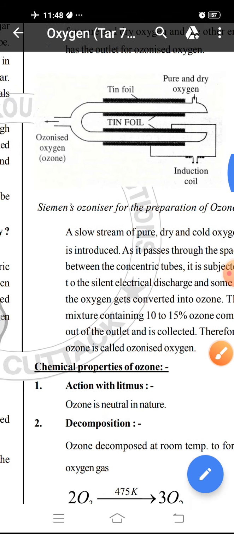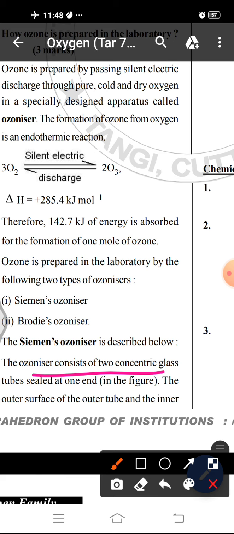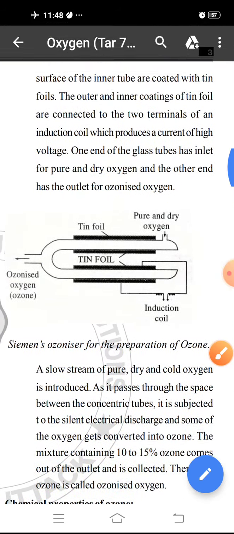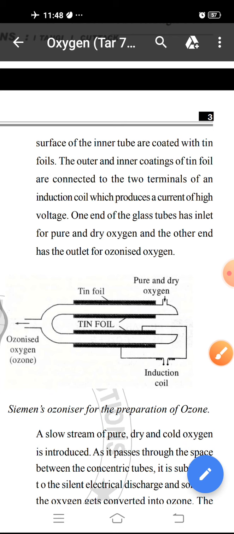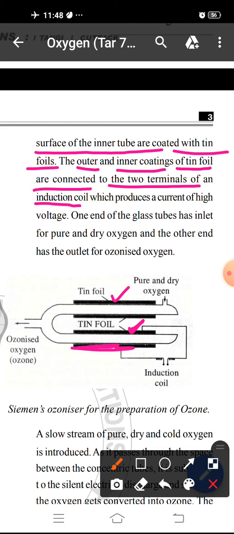Let's take a view. In the Siemens ozonizer, the ozonizer consists of two concentric glass tubes sealed at one end. The outer surface of the outer tube and the inner surface of the inner tube are coated with tin foil. The black dark areas are the tin foils. The outer and inner coatings of tin foil are connected to the two terminals of an induction coil.